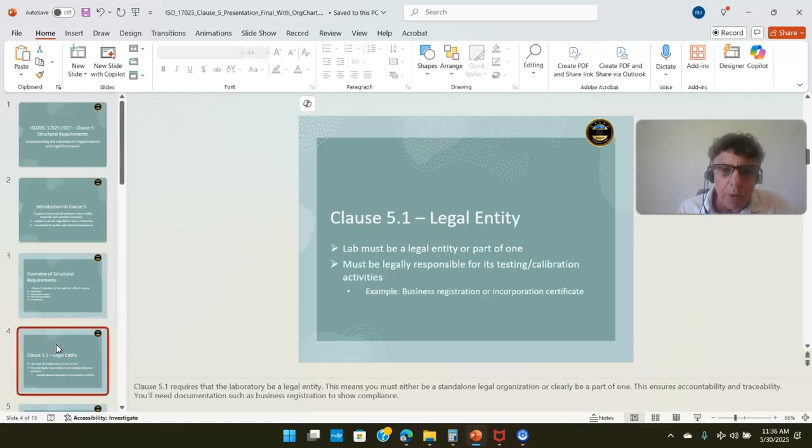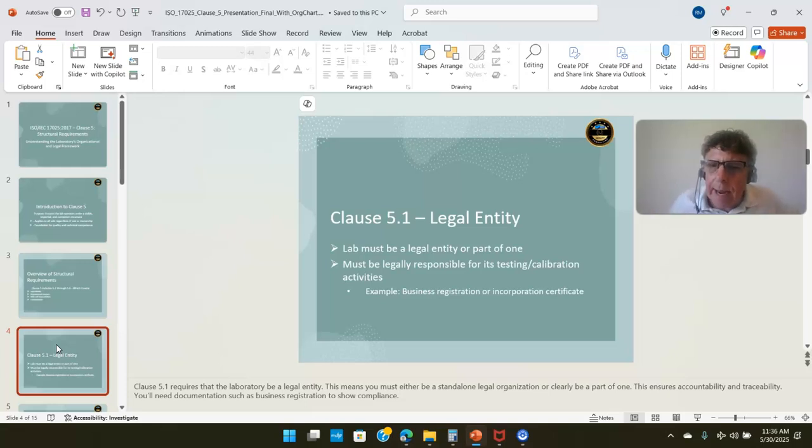So subclause element 5.1 is all about legal identity. The lab must be a legal entity or part of one. So a lab can be an independent lab, or it could be a lab that supports manufacturing efforts for a larger company, or it could be an independent laboratory that supports or is part of a larger organization. Either way, the lab must be legally responsible for its testing or calibration activities.